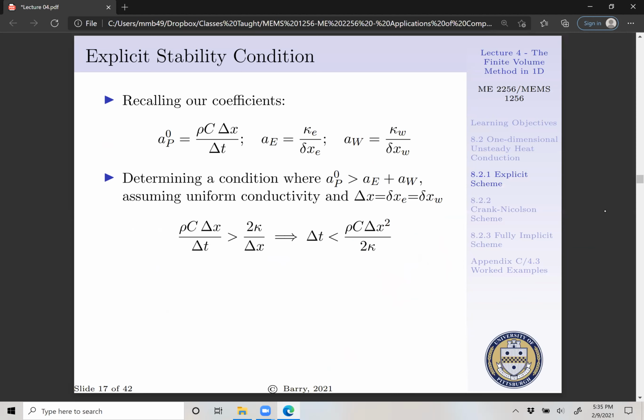Now, what we can do is we know AP naught is equal to rho C, where C is our specific heat, delta X per delta T. A east is our thermal conductivity, or our diffusivity, per delta X east, and A west.